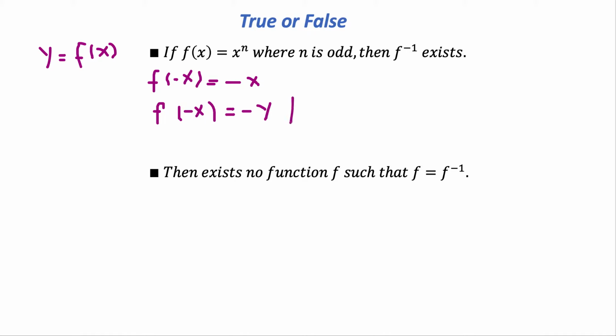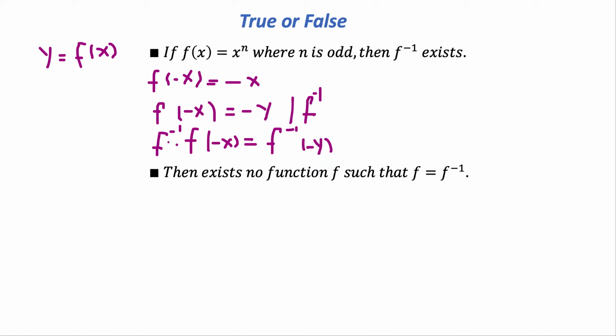And now if we multiply everything by the inverse function, f to the exponent minus 1 here, we get the inverse function times the function f of minus x. Already we have here minus x. And this is equal to the inverse function of minus y. And here is minus y.